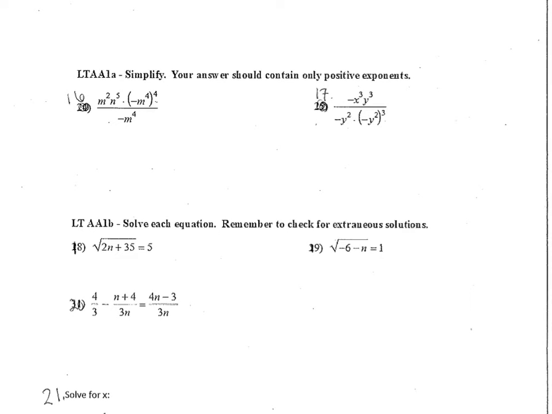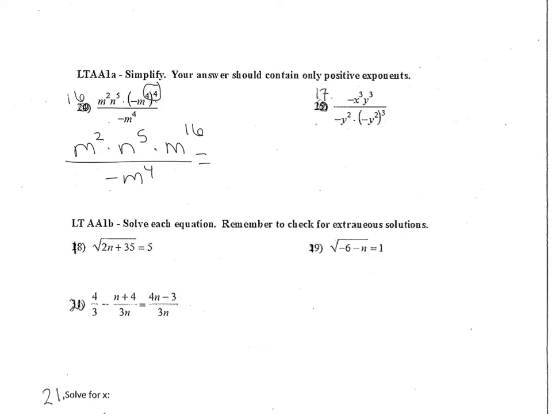Okay, this one I think people really struggle with, and I just would suggest that you do it in steps. So first off, I'm going to take this 4's right here, and I'm going to multiply them. Because remember, when we're raising a power to a power. So I get m squared times n to the 5th times m to the 16. Remember, if I raise a negative to an even power, it goes away. And then on the bottom, I have negative m to the 4th.